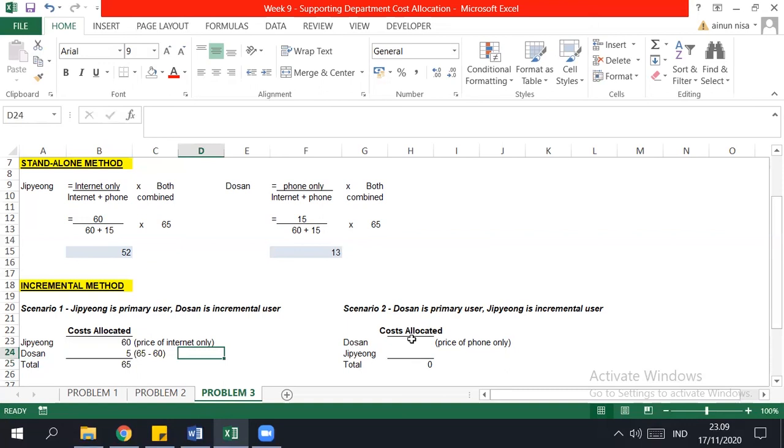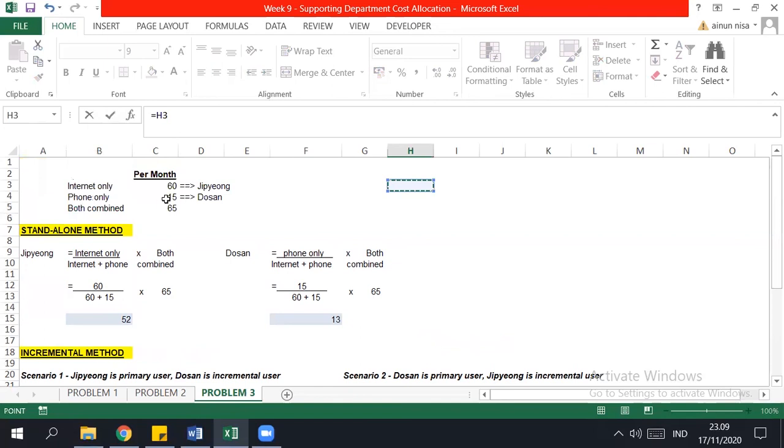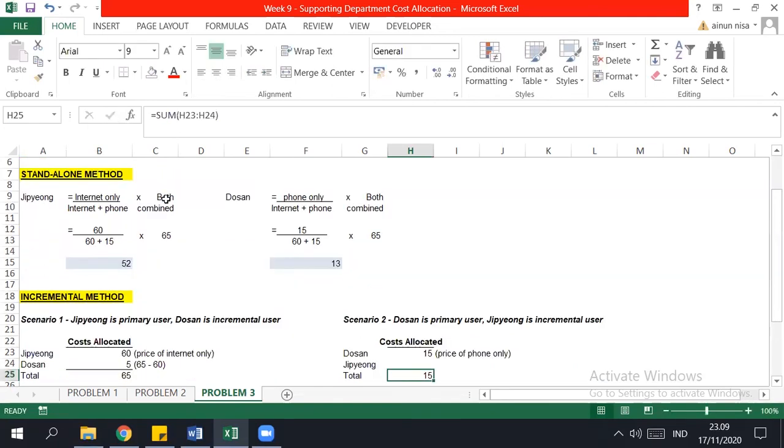And for the second scenario, because Dosan is the primary user and he likes to use phone services, first we have to allocate the cost of phone service, which is 15. Okay. And the remaining cost that needs to be paid by Jipyong is 65 minus 15, which equals 50. Okay, that's all for the incremental method.